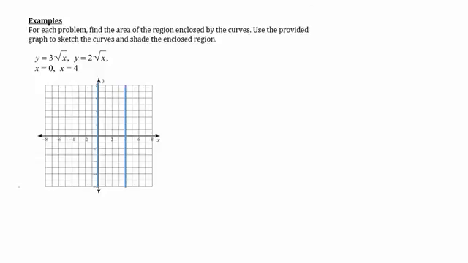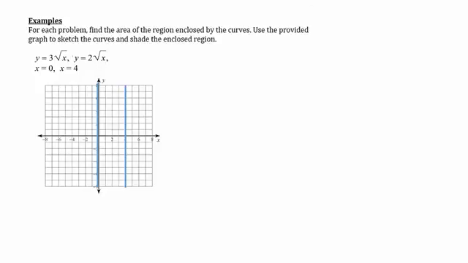Speaking of things you may not know how to graph, we have square root functions, which are actually pretty easy to graph. I've already got the lines for x equals 0 and x equals 4, which you can put on there if you need to, especially the x equals 4 would be helpful so you know where to stop.